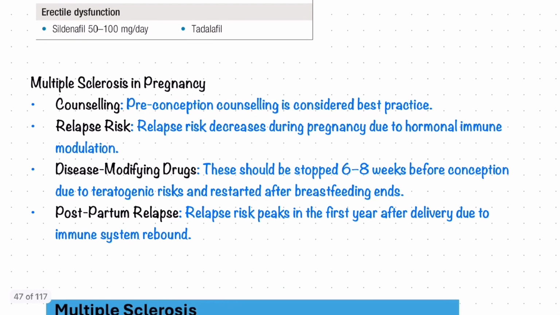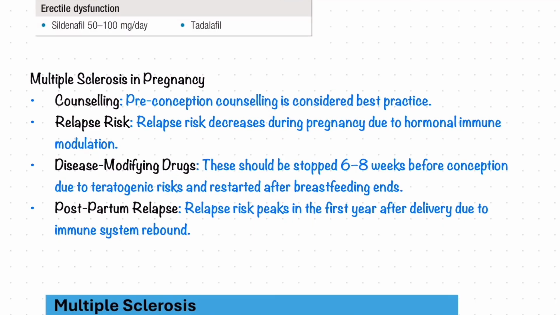So, MS in pregnancy. MS in pregnancy requires counseling and modification of drugs. Though the relapse rate during pregnancy reduces due to hormone mediated immune modulation, disease modifying drugs, which could be teratogenic, should be stopped 6 to 8 weeks before conception and restarted after breastfeeding ends. Postpartum relapses peak in the first year after delivery due to immune system rebound.